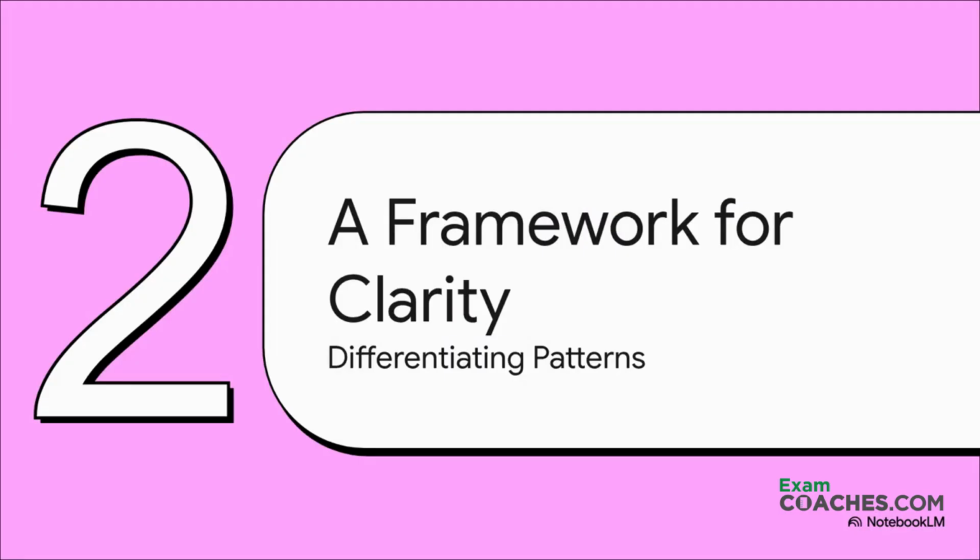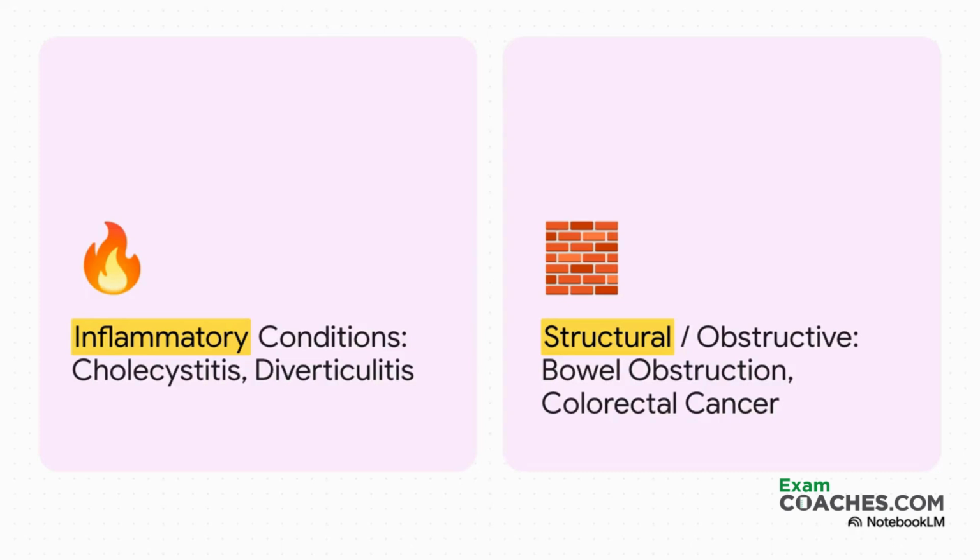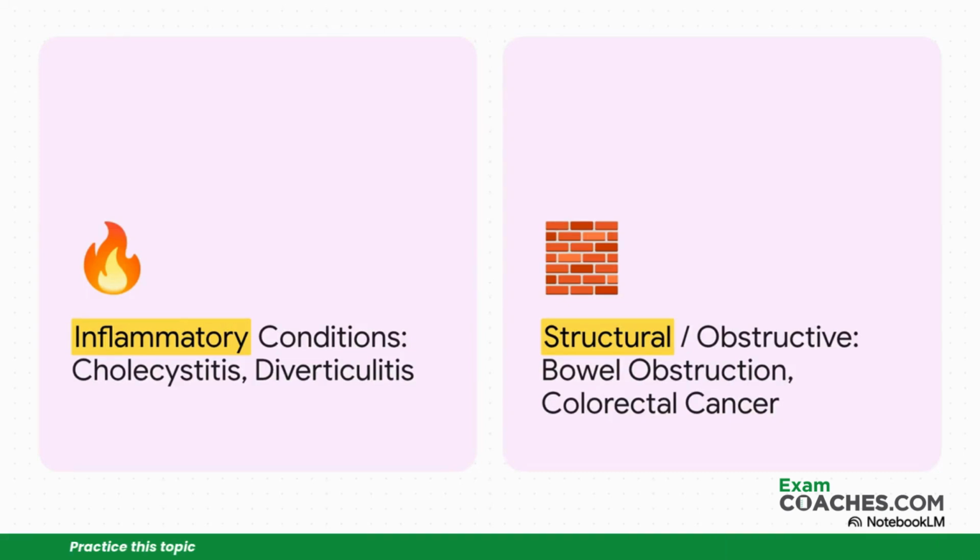The key isn't to just memorize more facts. It's to organize the facts you already know way better. When you use a framework, you stop trying to juggle a dozen different diagnoses in your head. Instead, you start seeing the patterns, and that brings some real order to the chaos. So let's start by organizing our thoughts. Is the problem we're seeing mainly about inflammation, like cholecystitis, that's an inflamed gallbladder? Or is it a physical blockage, a structural problem, like a bowel obstruction? Just making this one distinction is a huge first step in figuring out what's going on.